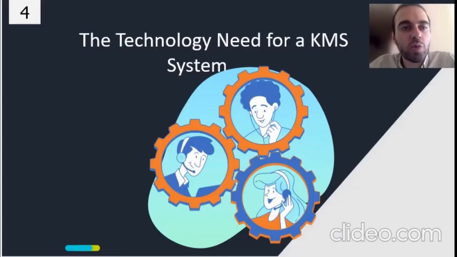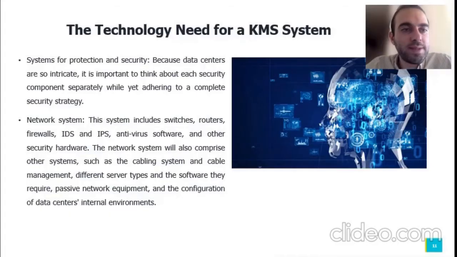In the next section, I'm going to talk about the technology needed for a knowledge management system. Systems for protection and security. Because data centers are so intricate, it is important to think about each security component separately while adhering to a complete security strategy. Network system. This system includes switches, routers, firewalls, IDS and IPS, antivirus software, and other security hardware. The network system will also comprise other systems such as the cabling system and cable management, different server types and the software they require, passive network equipment, and the configuration of the data center internal environment.